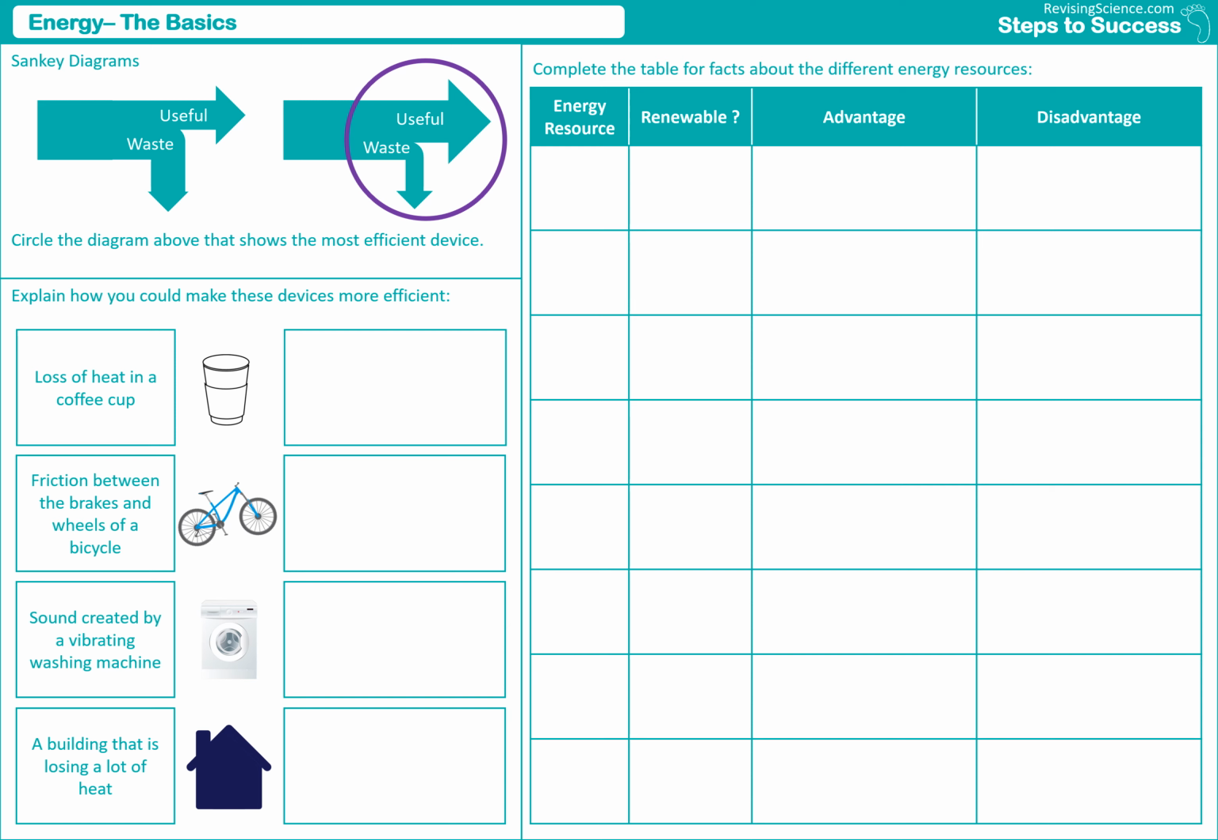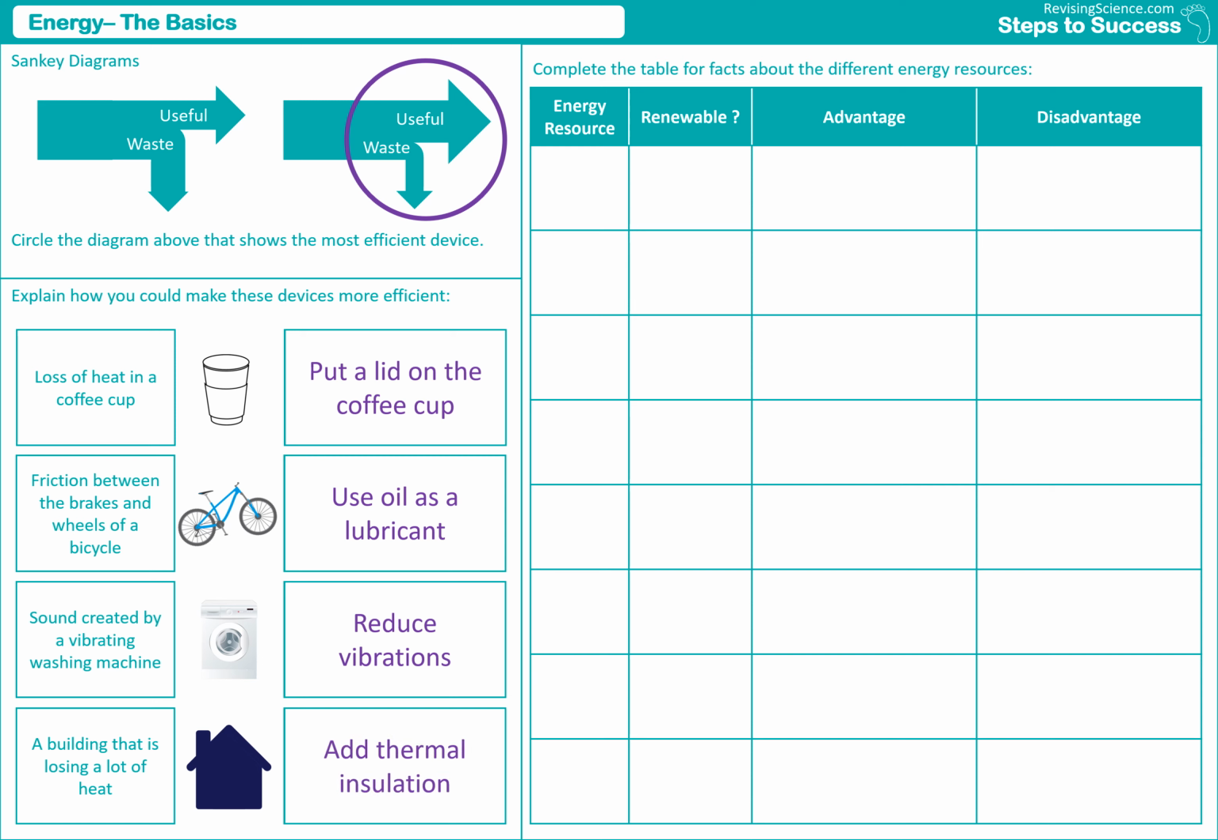You might be asked how to make some devices more efficient. Common examples are included here. To reduce the loss of heat in a coffee cup, you could put a lid on the coffee cup. If there's friction between the brakes and wheels of a bicycle, then you can use oil as a lubricant. Sound created by a vibrating washing machine can be reduced by fixing those parts to reduce vibrations. And a building that's losing a lot of heat can have thermal insulation added to it.